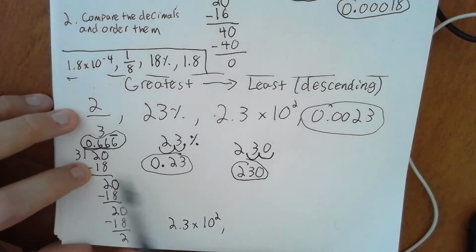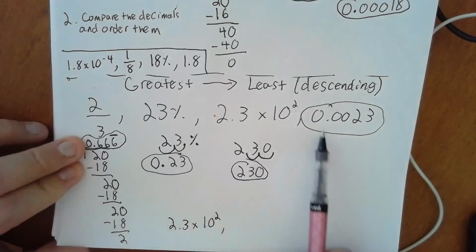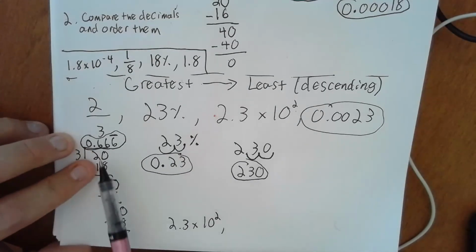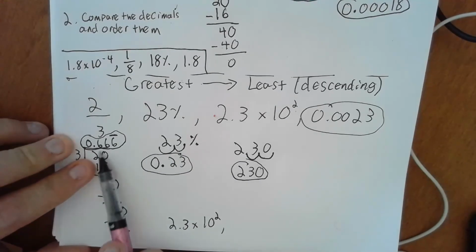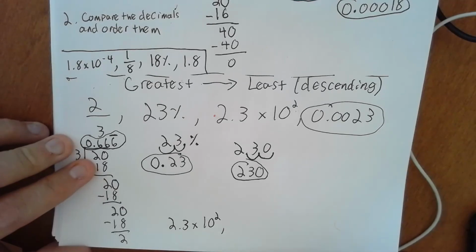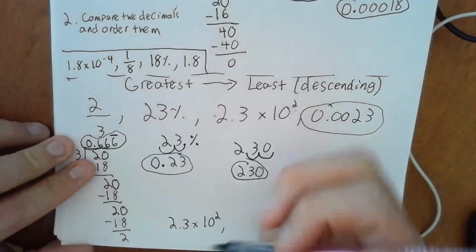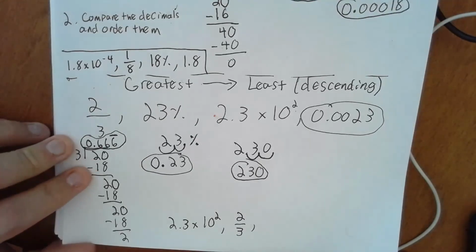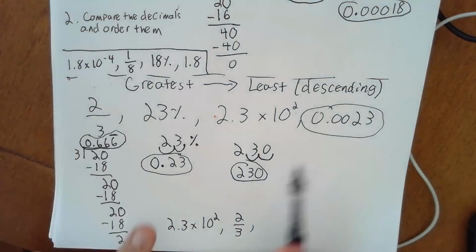Now I need to compare the rest. So they all have zeros in their ones spot. 0, 0, 0, got to move to the tenths. 6, 2, and 0. 6 is my second biggest number. So that means 2/3 is larger than the other two. So that comes next. Now it's just down to these two.